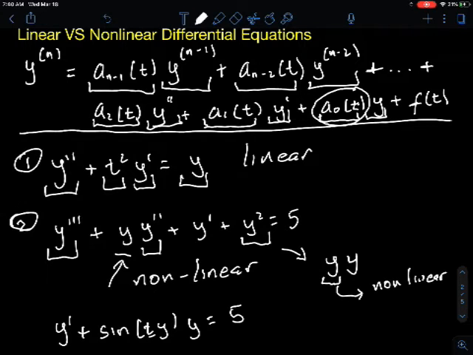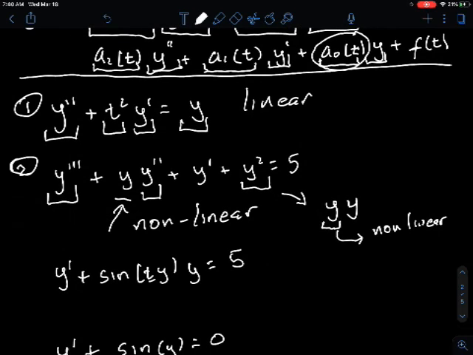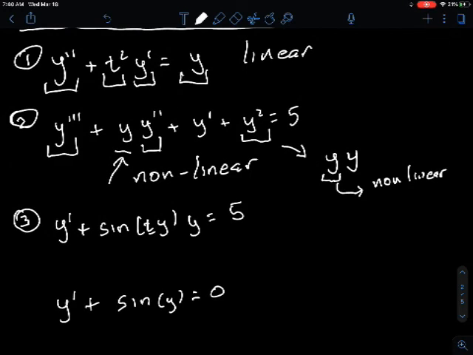Okay, and go for problem number 3. So here we have y prime plus sine of ty, y equal 5. So again, this term next to the y has a y inside of sine. So this term depends on the variable y, and we know that we cannot have a function that depends on y next to our main variable, in this case y. So this makes it nonlinear.